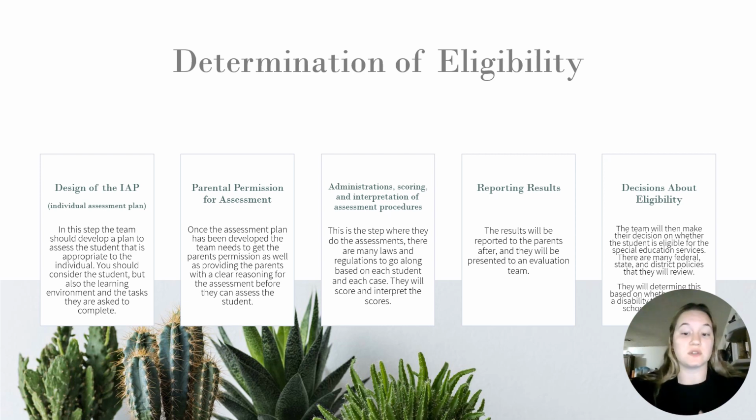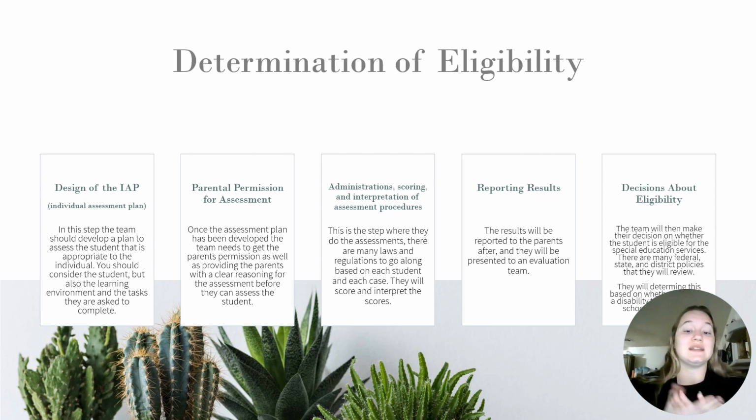We want to report the results to the person who is going to evaluate the student and the scores, and those who are going to need to make the decision about eligibility. But we also need to make sure that these results are reported to the parents because, again, we need to make sure the parents are staying informed through all steps of this.